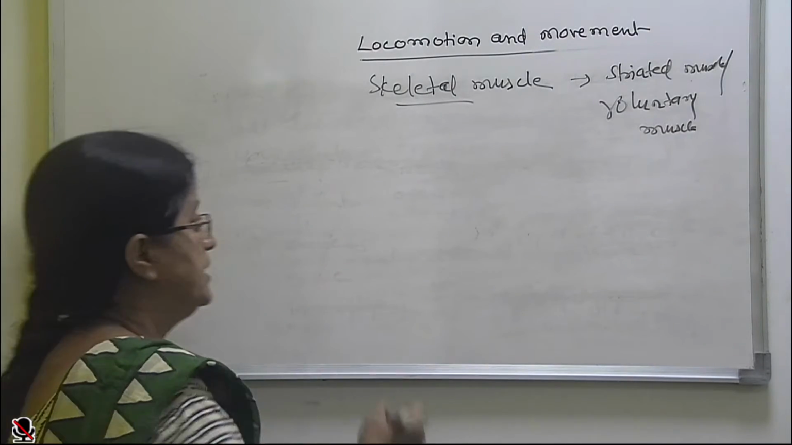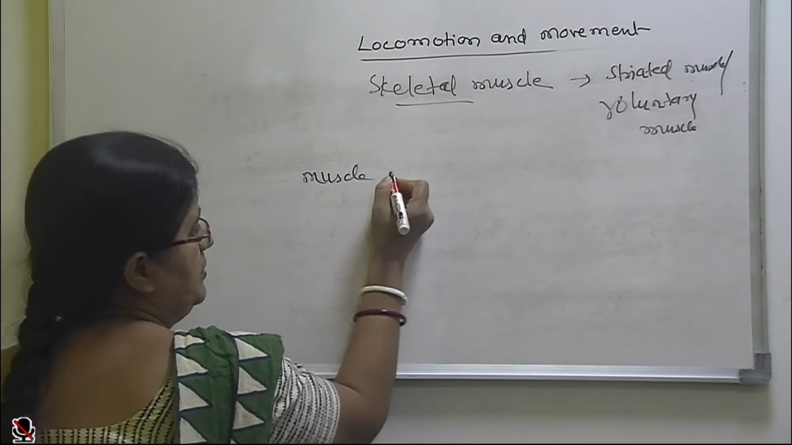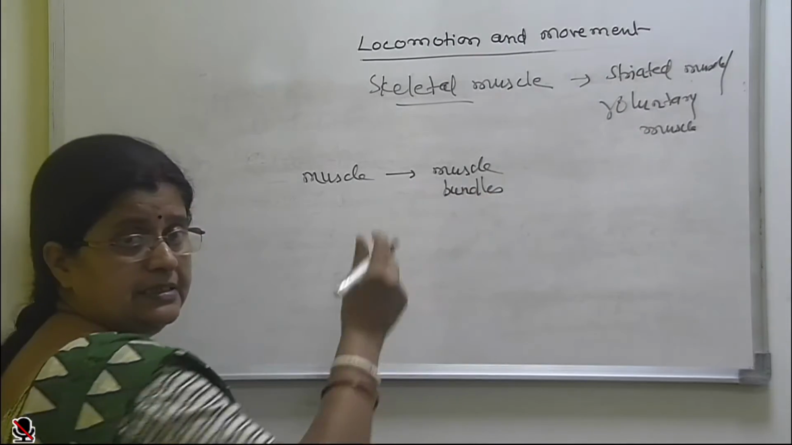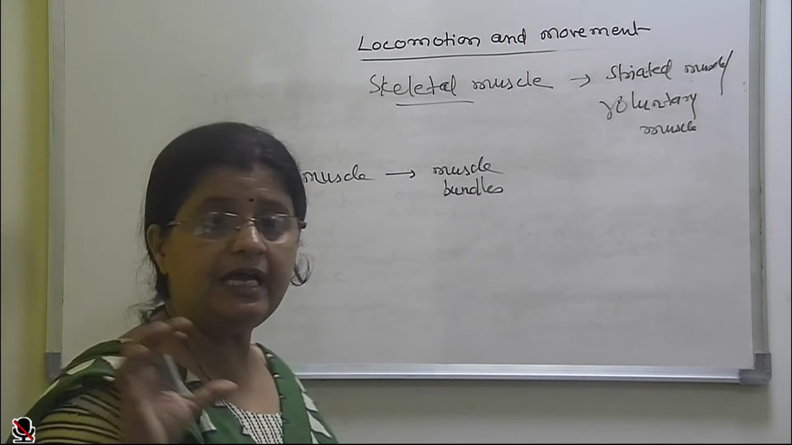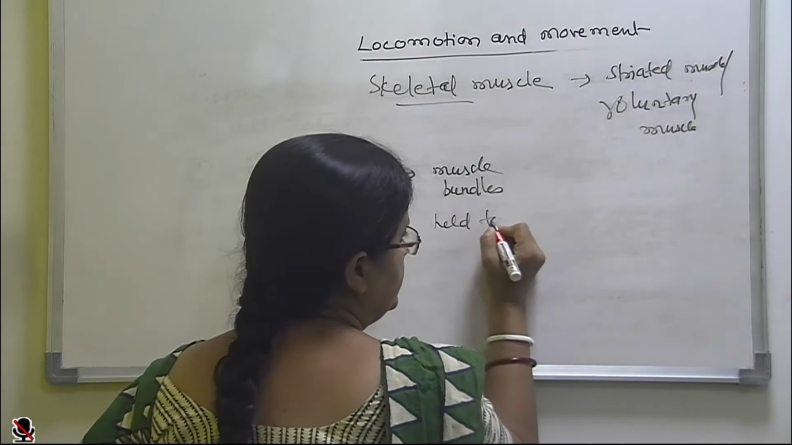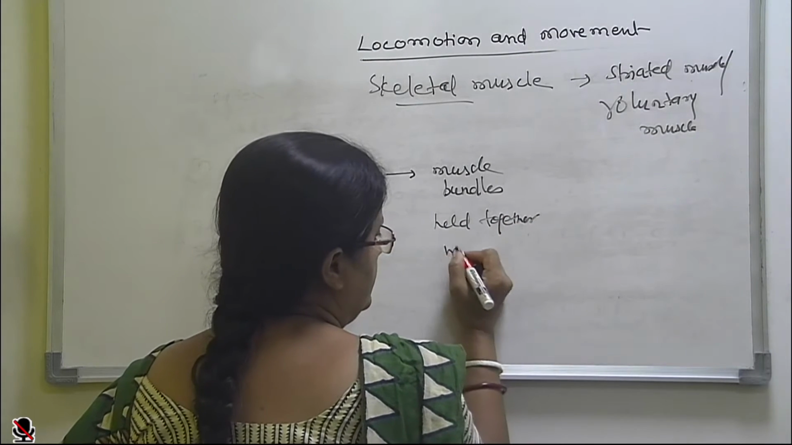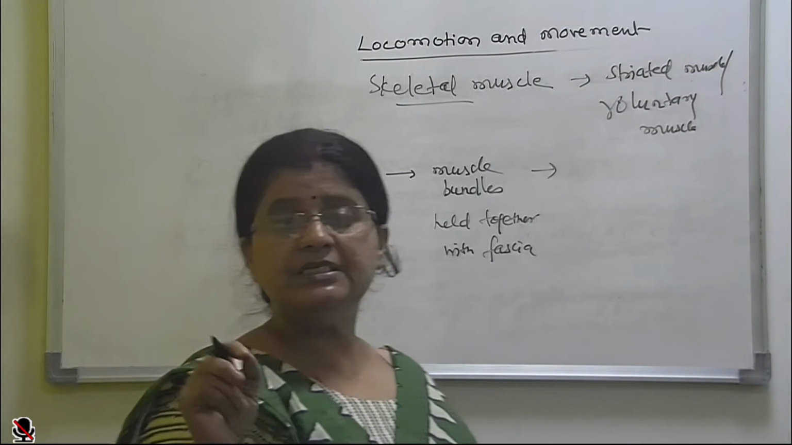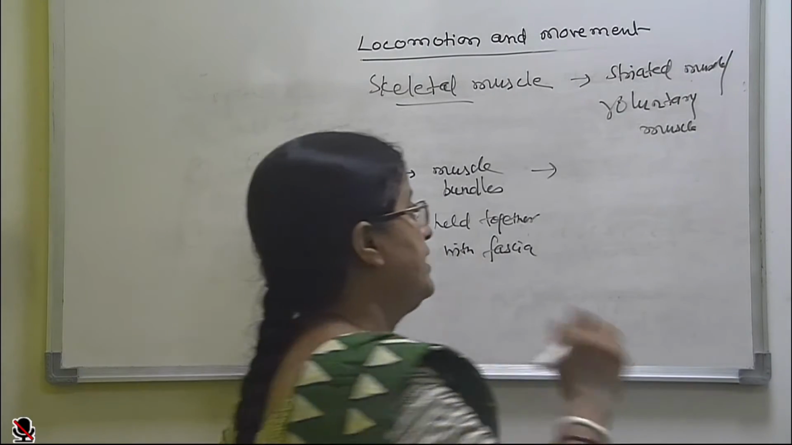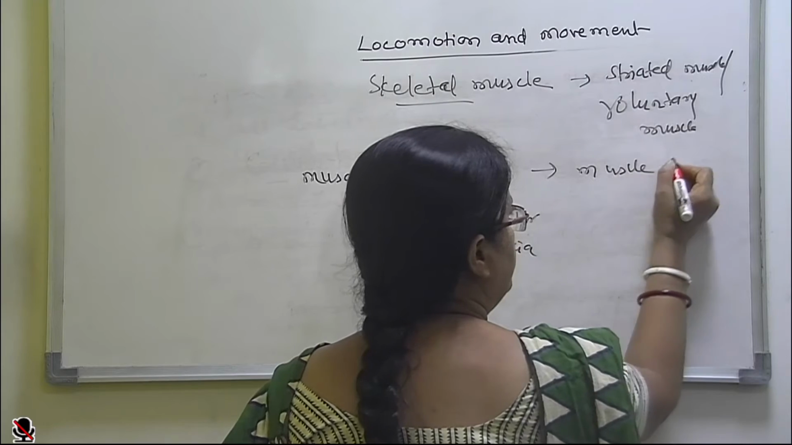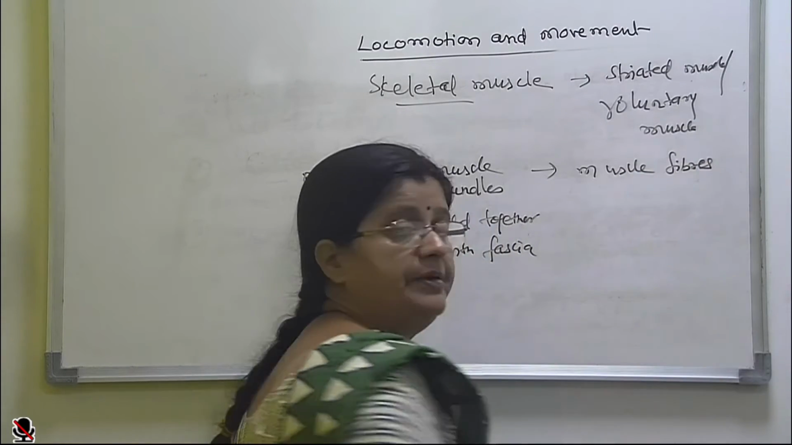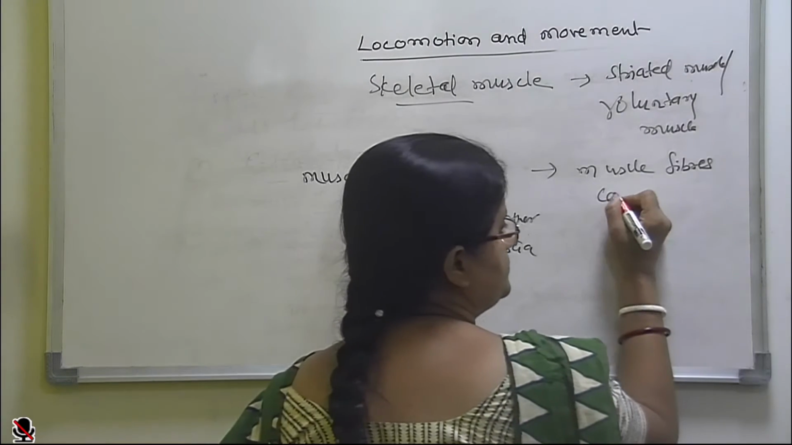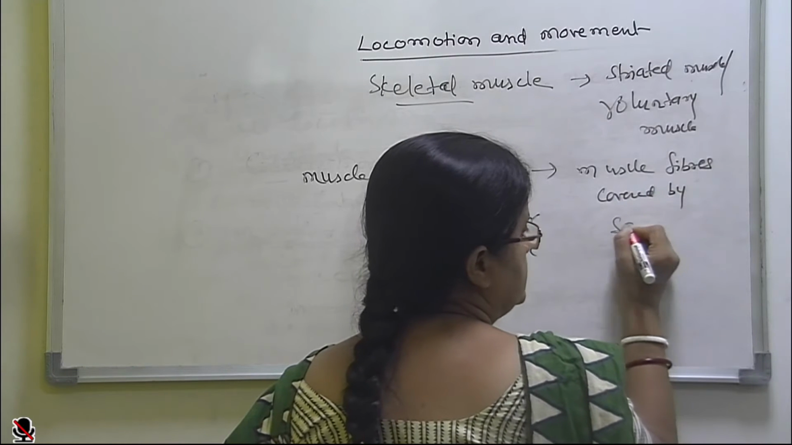So what I said, the muscle is made up of many muscle bundles, right? Many muscle bundles, and they are held together by fascia, right? Then each muscle bundle has many muscle fibers. This is made up of many muscle fibers, right? And each muscle fiber is covered by sarcolemma.